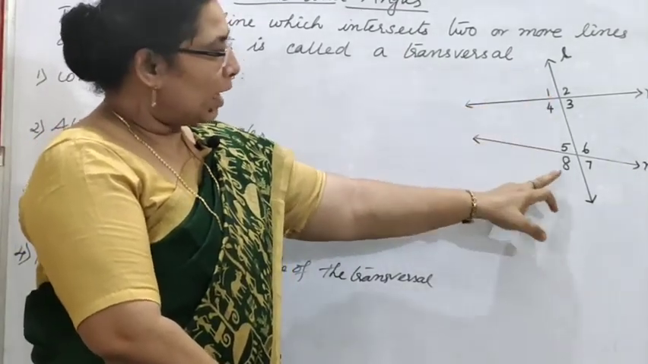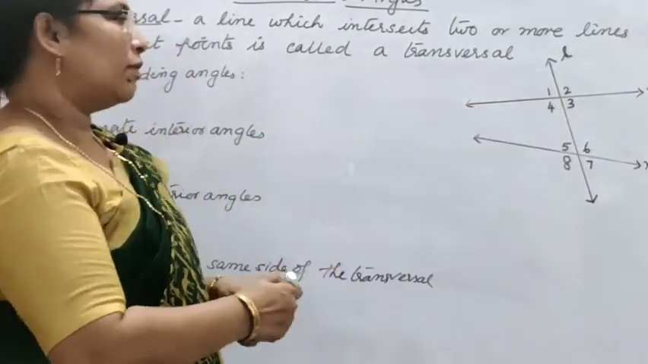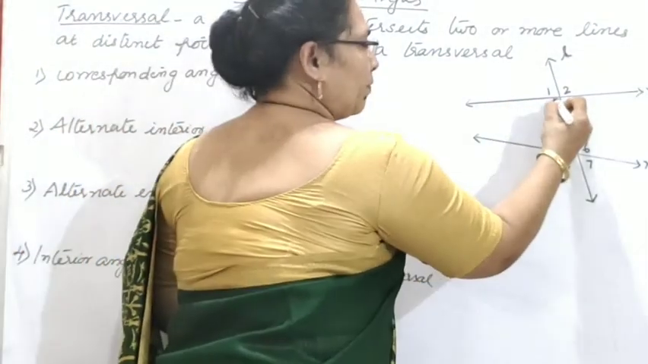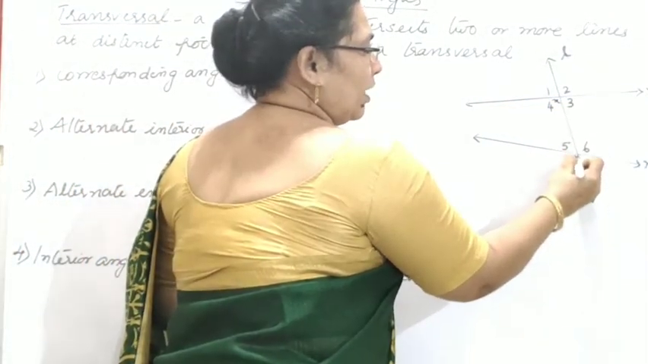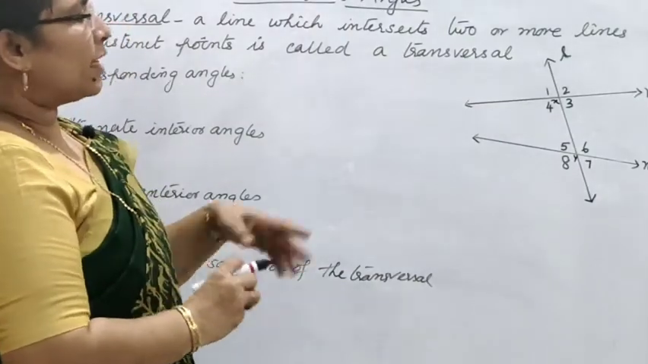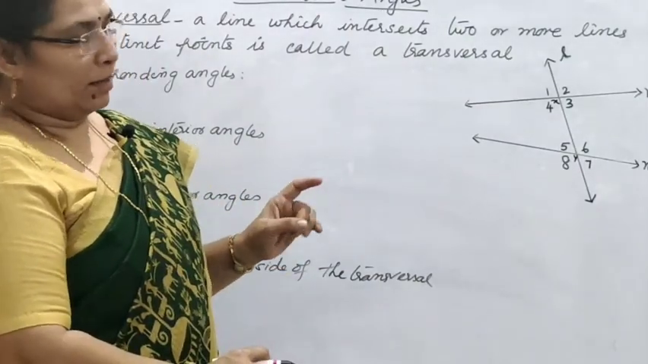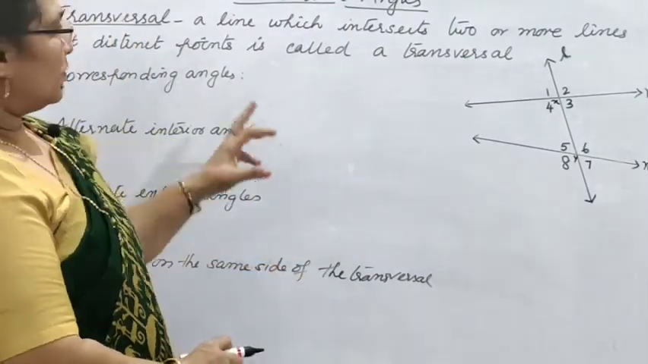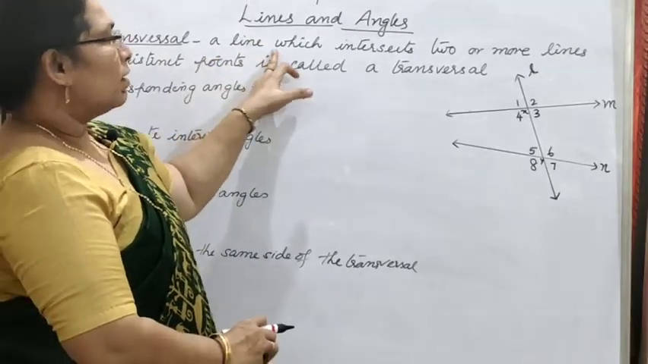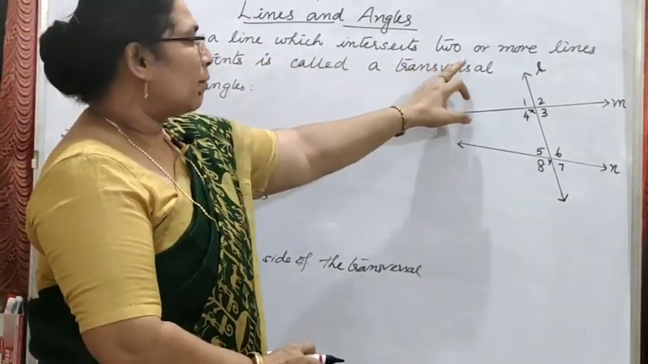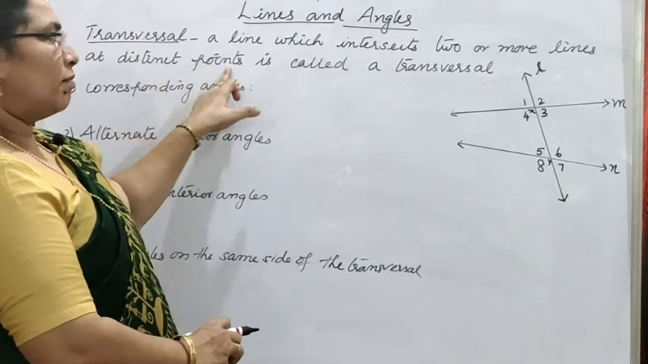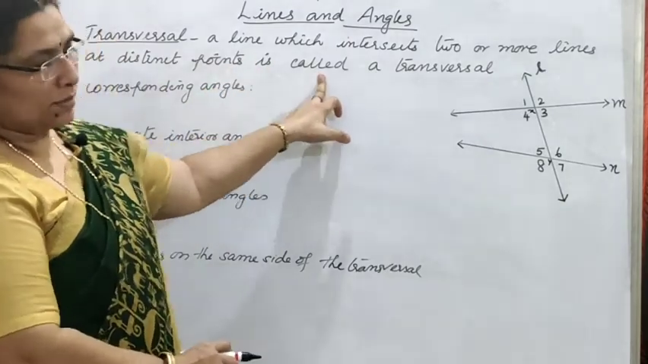L cuts M and N at distinct points. If I mark here X and Y, at X and Y, L cuts M and N. So L is called the transversal. L is the line which intersects M and N at X and Y. So L is called a transversal.